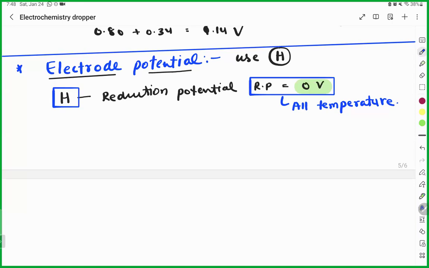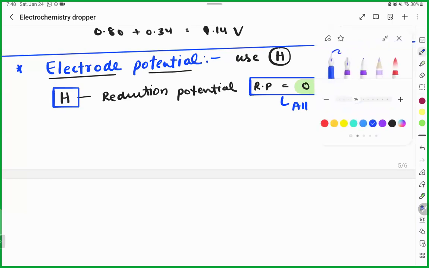For the board, they can ask a 3-mark question where you have to draw a diagram. You have to write the key. You use a platinum electrode, and this platinum electrode will be covered with a platinum coat.